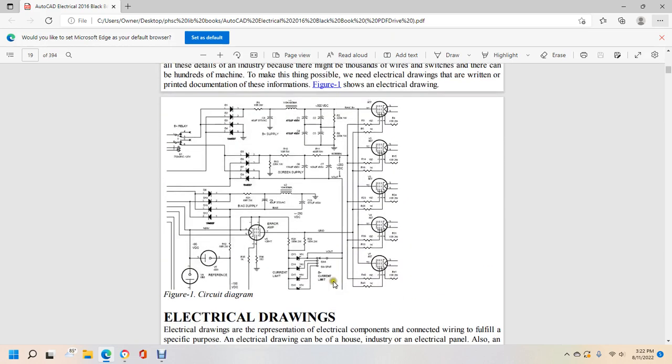drawing. It shows a circuit diagram, some transistors over here, a rectifier bridge right here, and four rectifiers, a tooth position, and then another transistor, a transformer, ground, capacitors, inductors, and resistors.